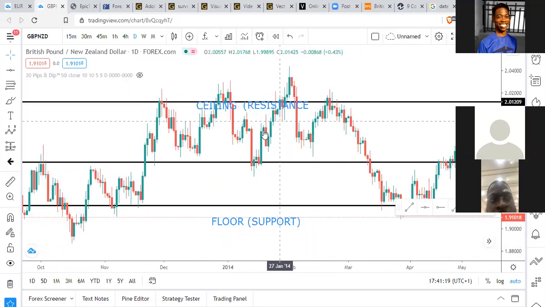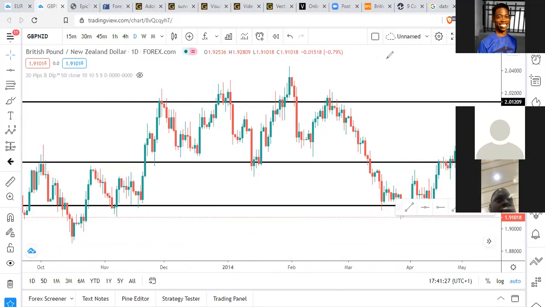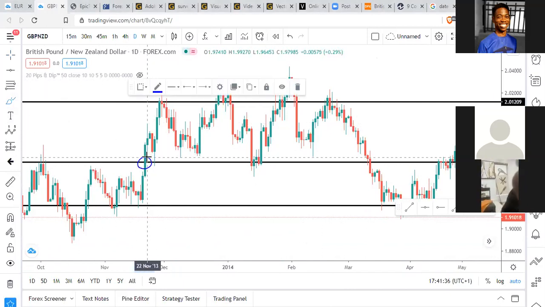Now, what exactly is happening here? Okay, let me delete all these things. Annotation, delete all. Where am I drawing it? Alright, so what is happening here? Price did what? Went up. Let me draw it again. Price started from here. Alright, went up.